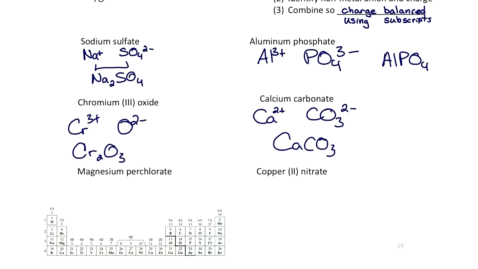Okay, magnesium. Magnesium is Mg, but what charge? +2. Are these things to memorize? No, it just comes from the periodic table. You just have to avert your eyes and see, oh, Mg is group 2, so it's 2 plus. Perchlorate.